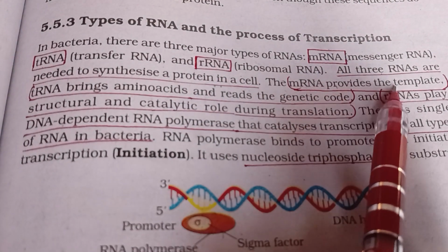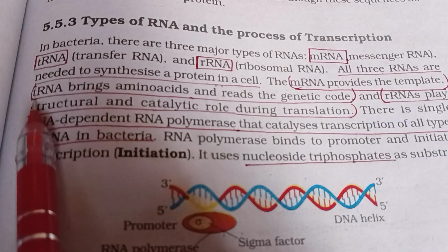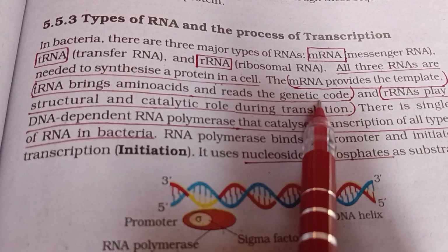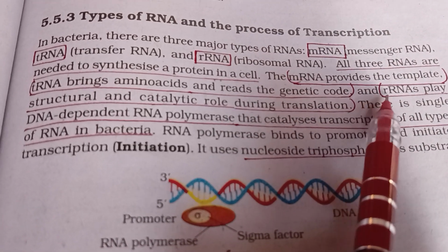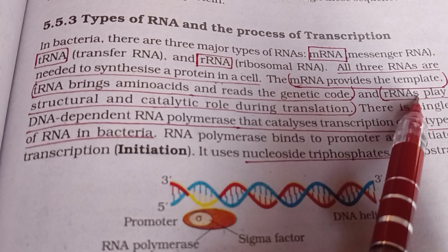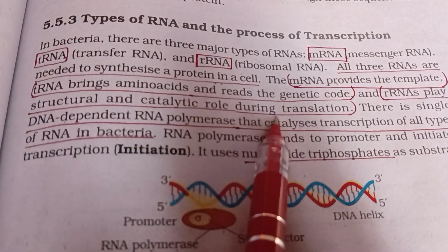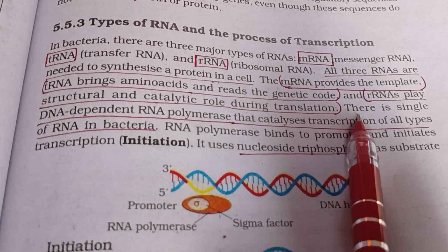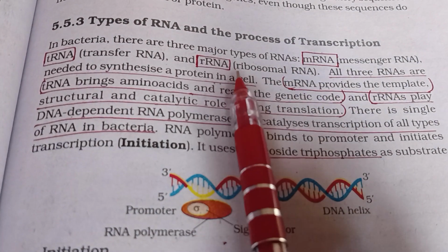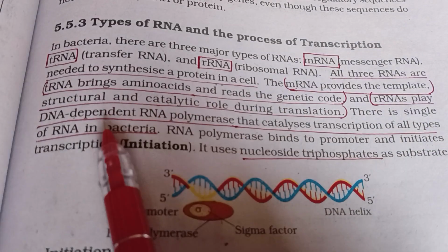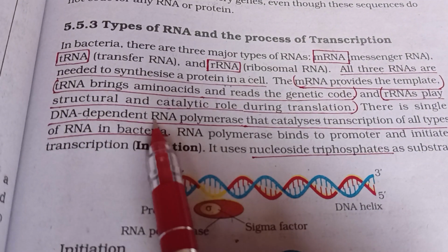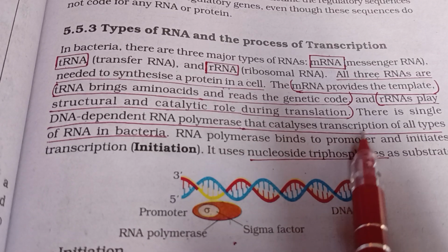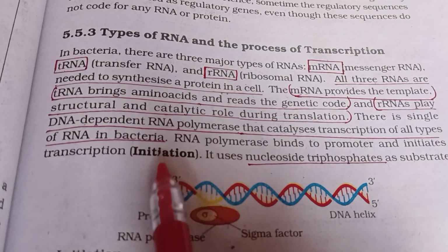The mRNA provides the template. tRNA brings amino acids and reads the genetic code. And rRNAs play structural and catalytic roles during translation. There is a single DNA-dependent RNA polymerase that catalyzes transcription of all types of RNA in bacteria.